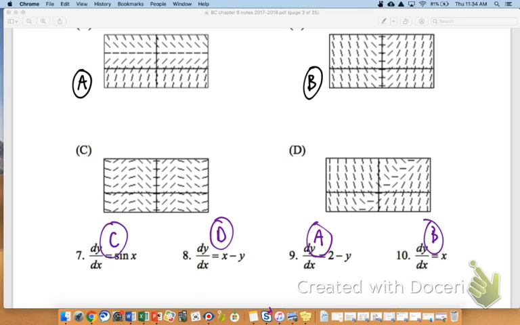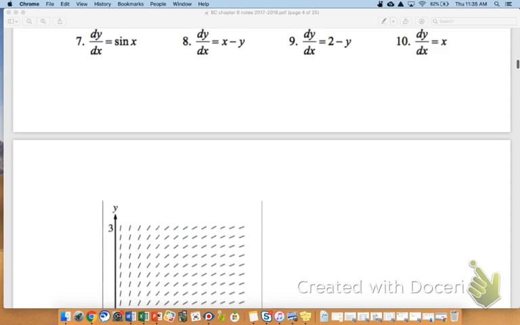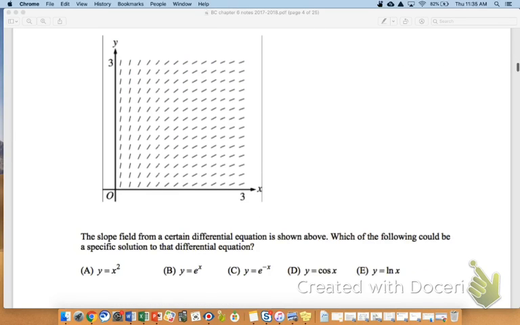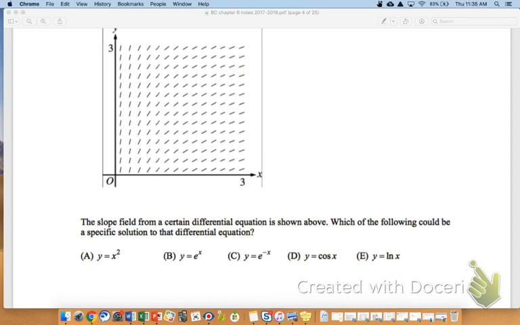Okay? I think there might be one more matching activity to do. So let's do it. Yes, there is. This one's a little tougher. The reason why this one's tougher is because we don't have differential equations to match to the slope field. We have solution curves. So, big hint, we actually did this exact one last year, but usually people still have to think.